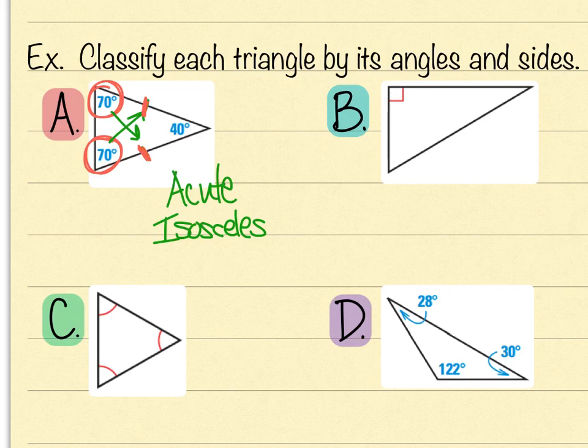In example B, we know this is a right triangle because of the right angle. There are no tick marks, there are no angle measures here, so I can assume they're all different, and that makes this a right scalene triangle.